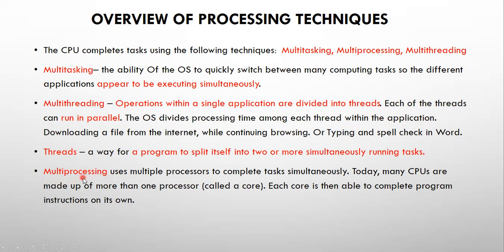Now, multiprocessing is similar to multitasking, but it has multiple processes. So it uses multiple processes to complete tasks simultaneously. So instead of switching between tasks, each task is handled and run simultaneously. Today, many CPUs are made up of more than one processor. They're called cores. Each core is then able to complete program instructions on its own. Multiprocessing is possible because CPUs have many cores. That's the reason.